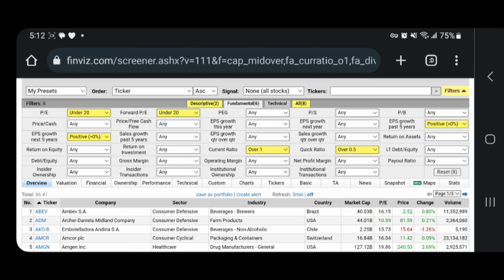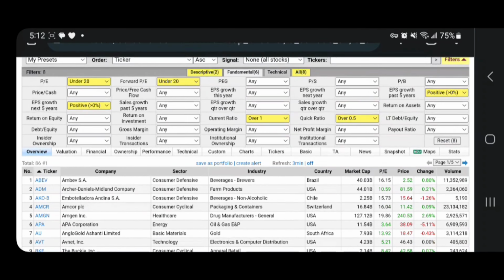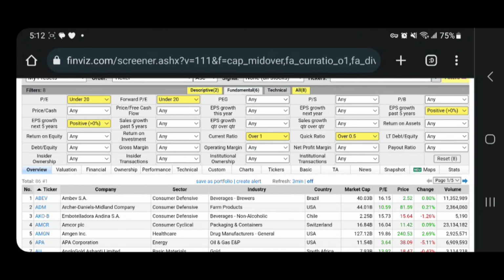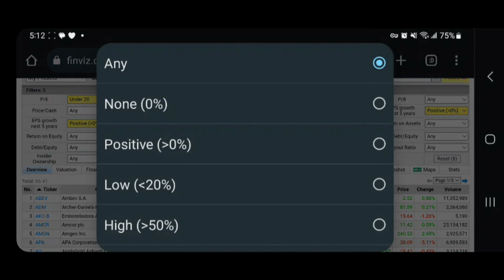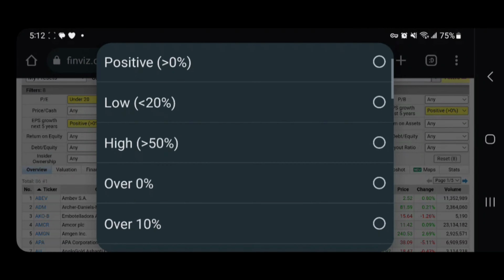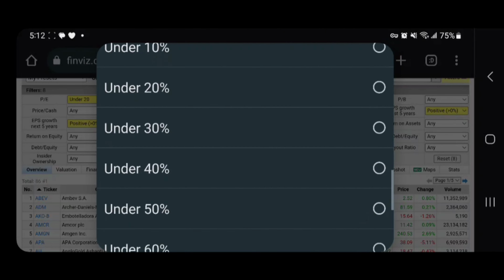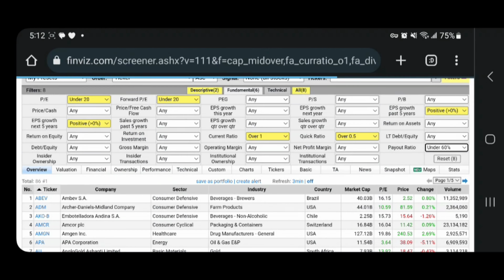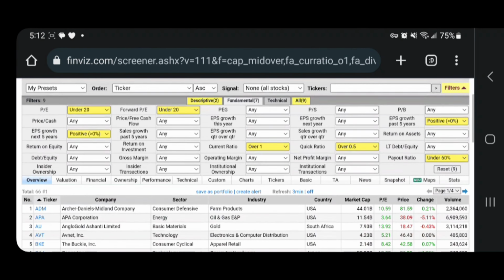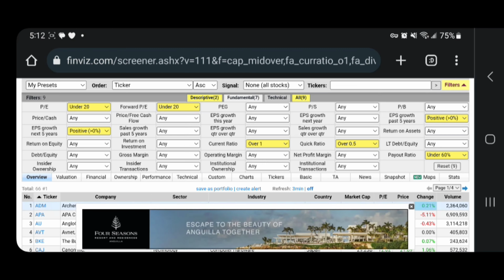So you still want to be able to pay off current obligations at an okay rate. Now, because I'm a dividend investor, let's look at the dividend payout ratio. I want that to be under 60% because that way companies show that they like to pay their shareholders, but they also like to reinvest back into the business.